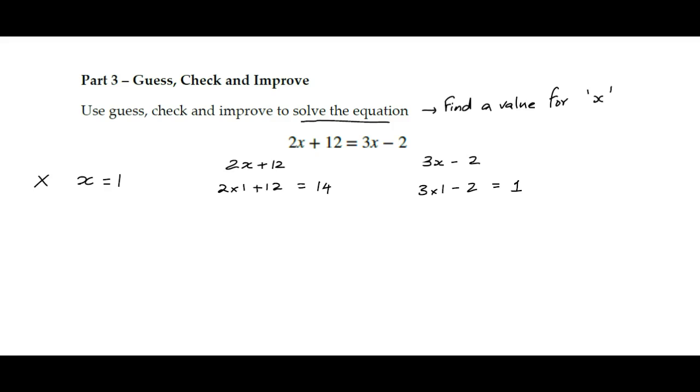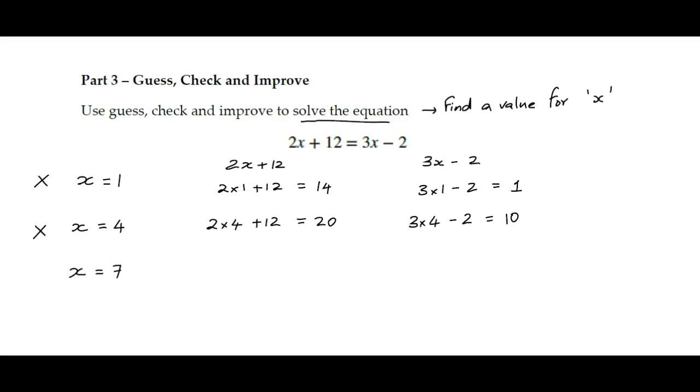So my guess was not correct, so we're going to improve our answer. So I'm going to this time try x equals, let's say 4 for instance. So which means I'm going to have 2 times 4 plus 12. So 2 times 4 is 8. 8 plus 12 gives me 20. On the other side, 3 times 4 take away 2. 3 times 4 is 12. 12 take away 2 is equal to 10. Now again, 20 is not equal to 10, so which means this answer is also wrong. So let's improve on that. We're still far apart, 20 and 10 are still far away from each other.